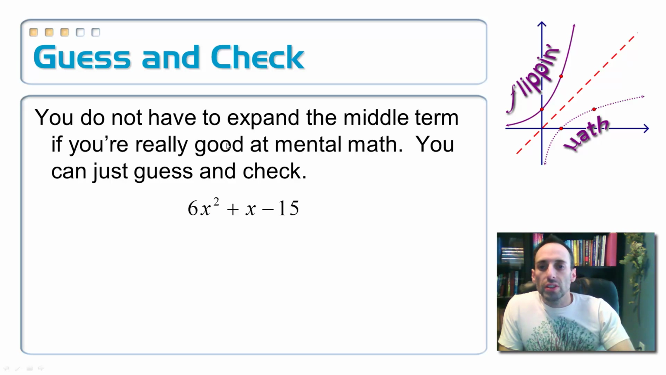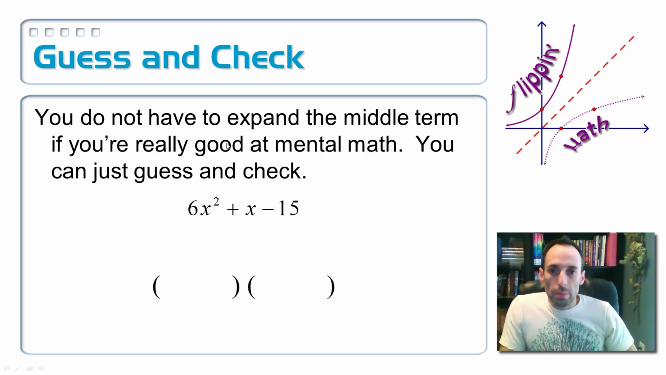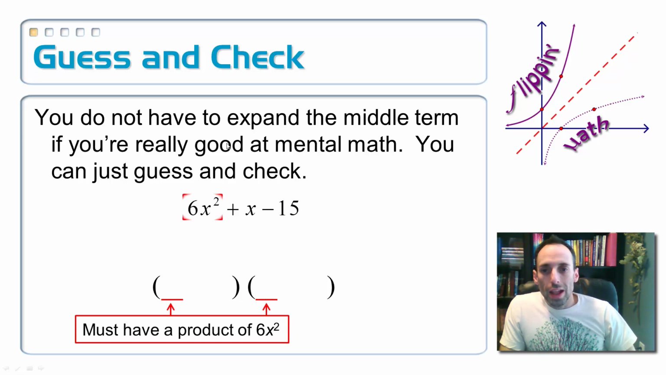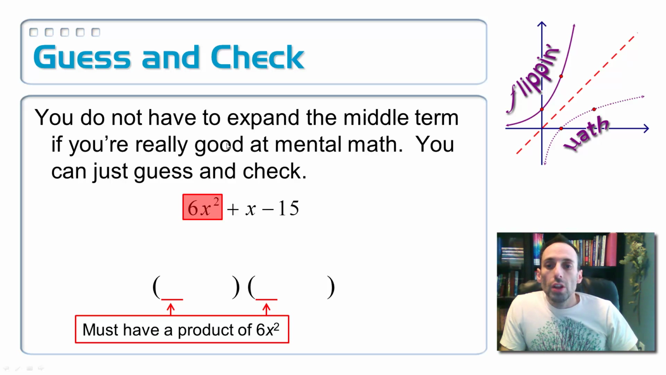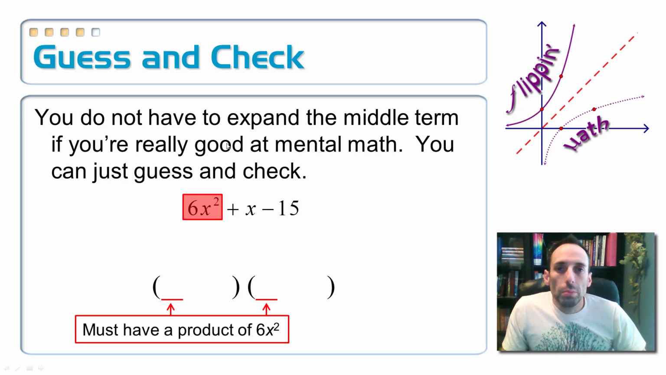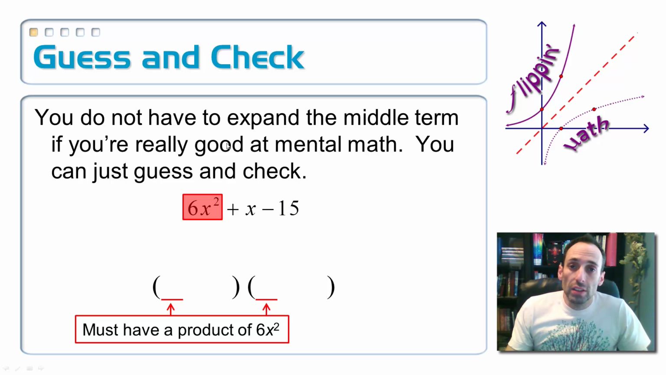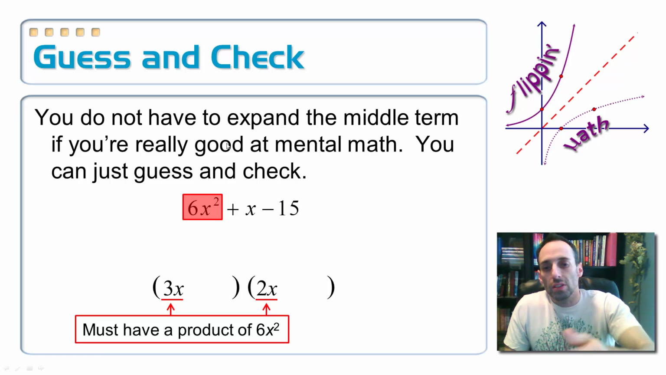I've got 6x squared plus x minus 15. Now, whenever I factor, it is foiling backwards. So I'm just going to open up my set of parentheses. And I'm going to realize that if I were to FOIL this, the product of the first terms right there is going to multiply up to our first term, 6x squared. So you're looking for two factors of 6x squared. And it could be, just pick anything that's going to multiply up to 6x squared. So maybe I choose a 3x and a 2x.